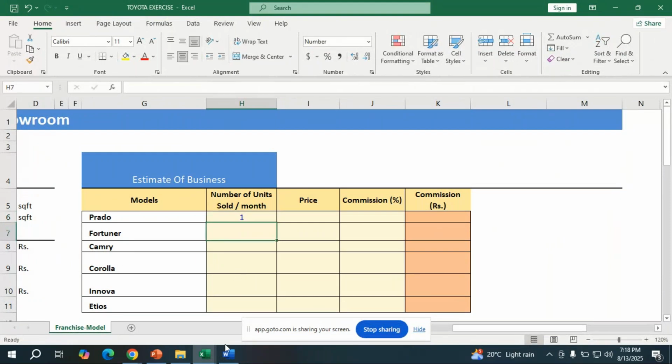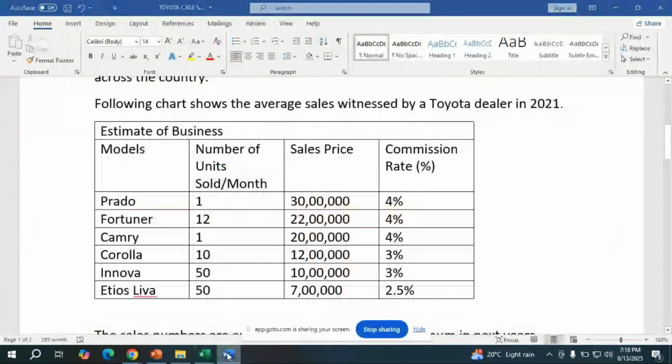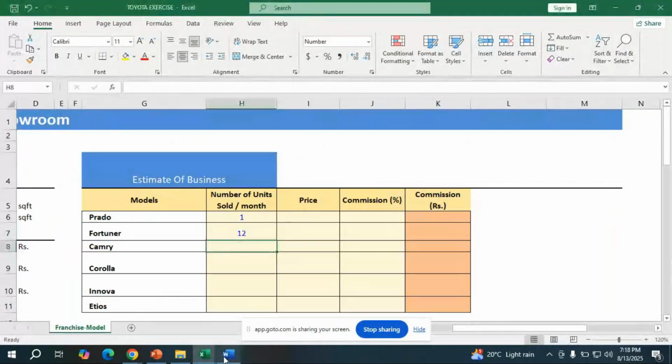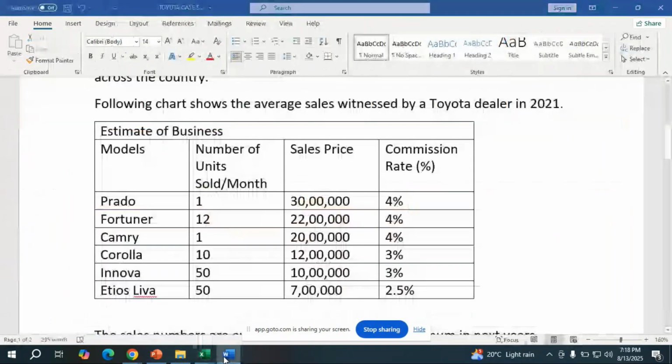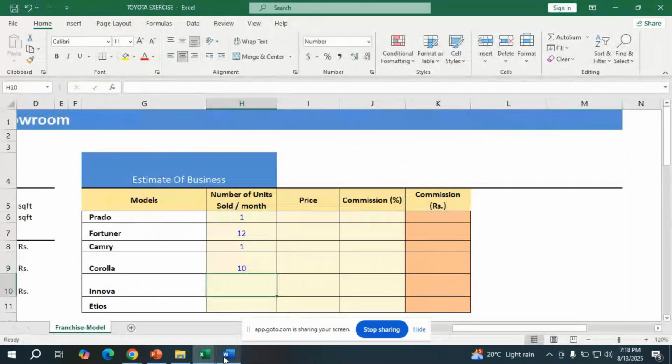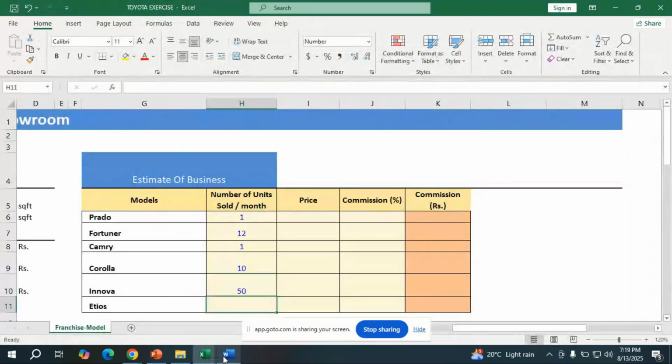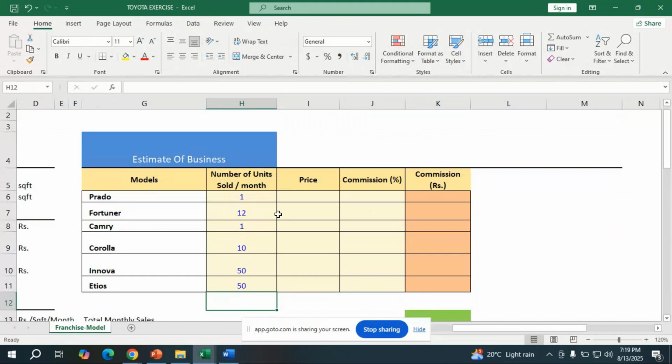Next, Fortuner, it is 12 units. So it is 12. Camry, it is 1 unit. Corolla, it is 10 units. Innova, it is 50 units. And Etios, it is 50 units. Okay, and what rate is it being put up at?